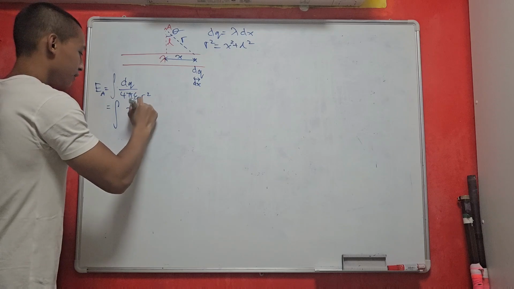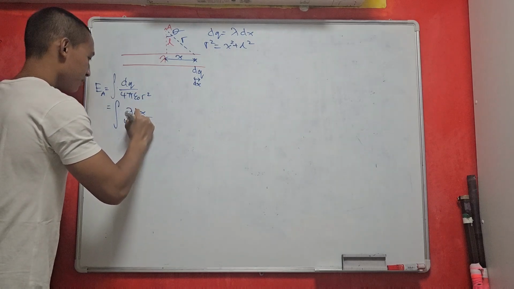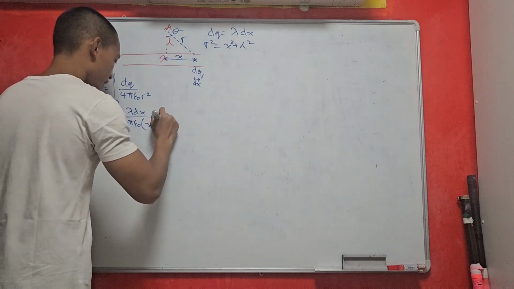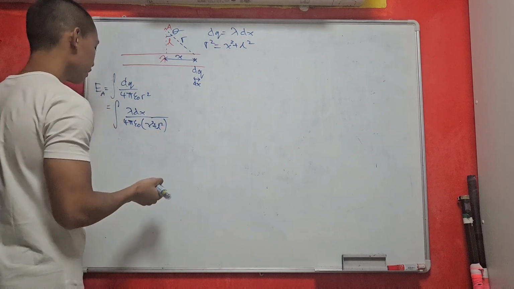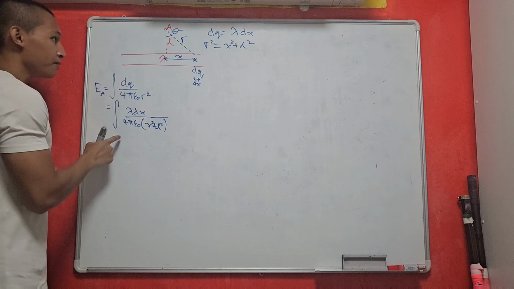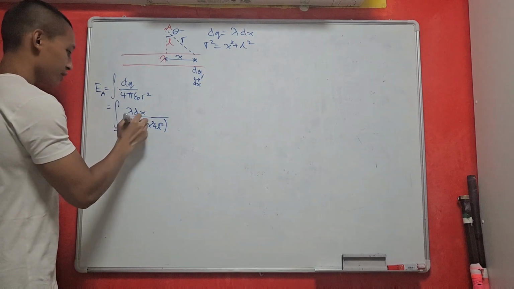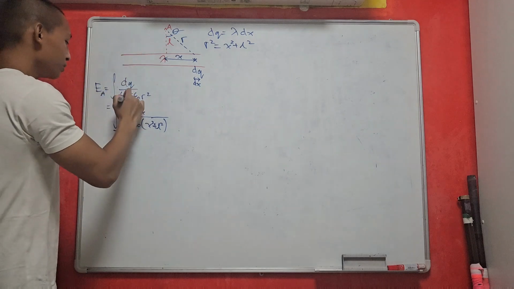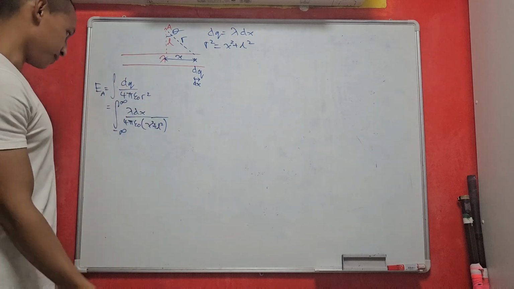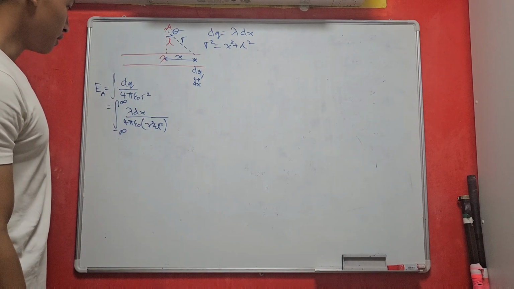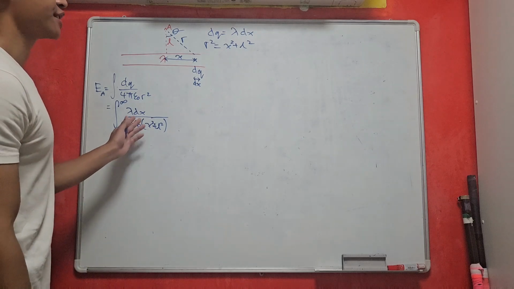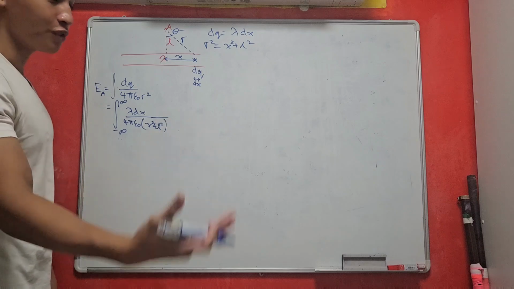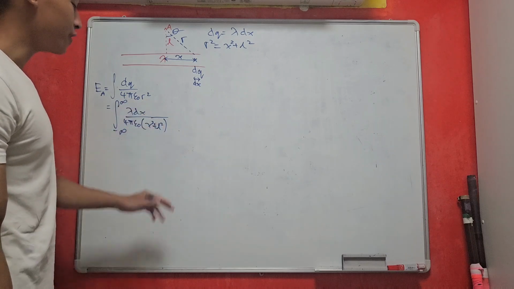Lambda dx over 4 pi epsilon naught r squared, which is just x squared plus L squared. Okay, and then we're going to be integrating this with respect to dx from negative infinity to infinity distance. But if you take a look at this, this is actually quite complicated. We don't really want to solve this, right? So how are we going to solve this? We actually have to simplify this even further.